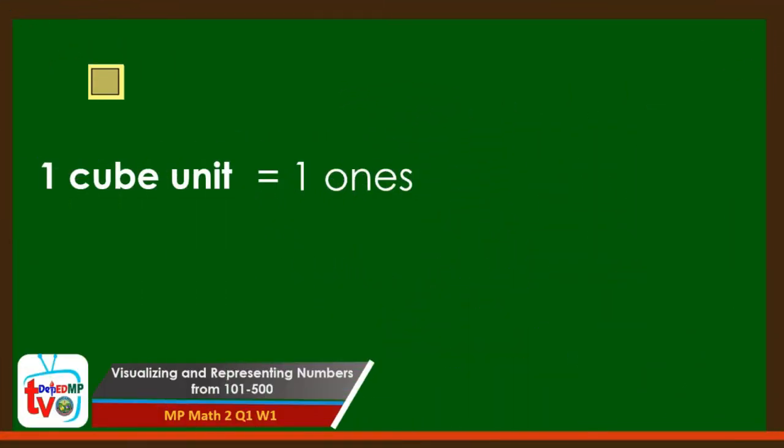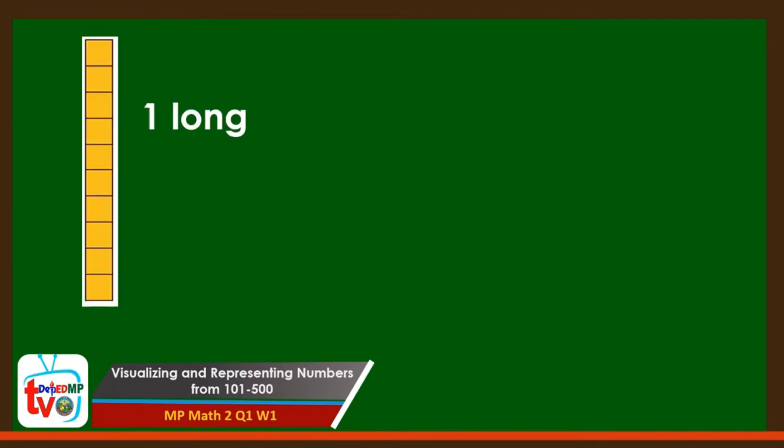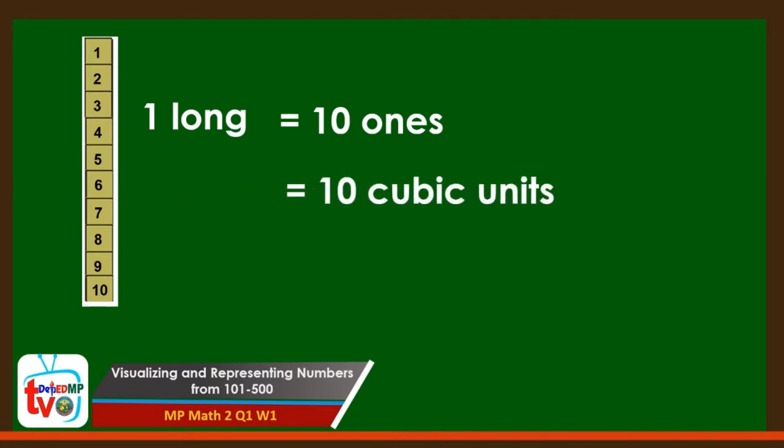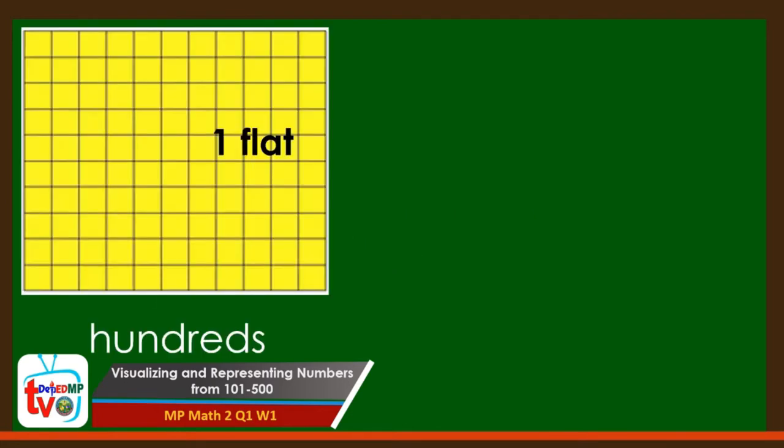One cube unit is equal to 1 one. One long is equal to 10 ones. So, 1, 2, 3, 4, 5, 6, 7, 8, 9, 10. One long is equal to 10 ones. One long is also equal to 10 cube units. And then one long is equal to 1 ten. Well, one flat is equal to 1 hundred. It is also equal to 10 longs.